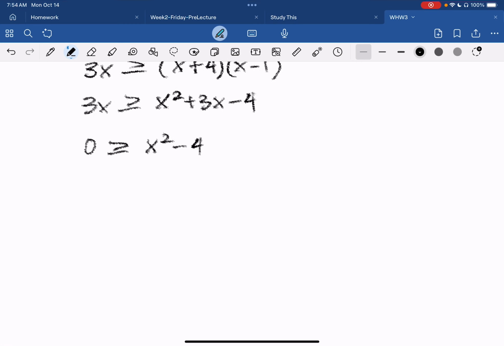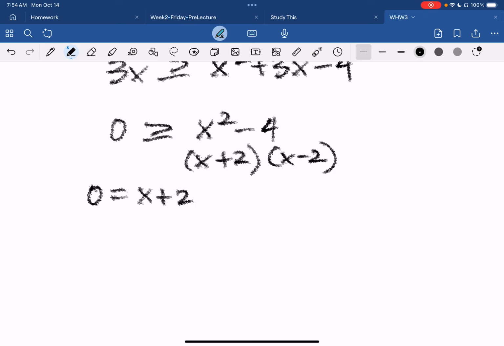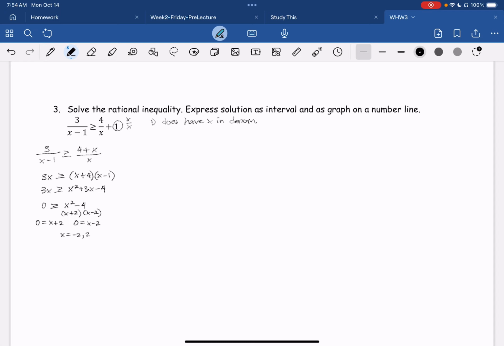And since we're going to flip the inequality anyway, instead of the inequality, I'm just going to use equals after I factor it out. So 0 equals x plus 2, and 0 equals x minus 2. So x is equal to -2 and +2. So that's the first step.